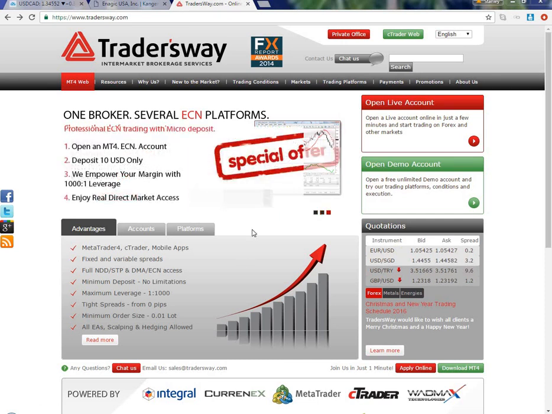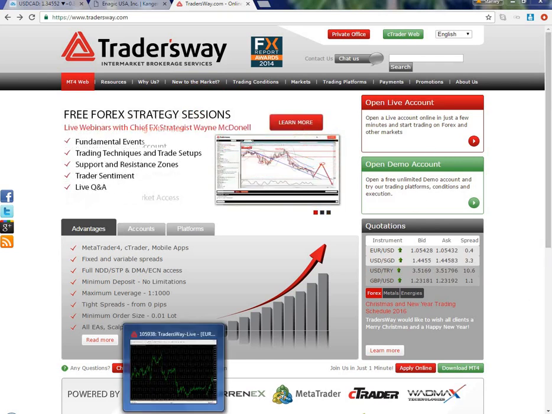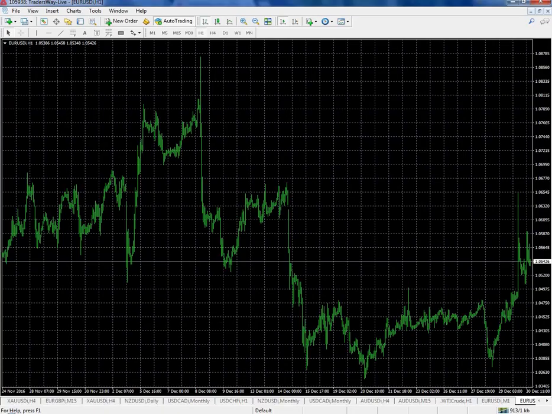Once you have opened up your account and you have downloaded MetaTrader4, you want to open up your Tradersway MetaTrader4. It should be downloaded onto your desktop. Once you open up your screen, your MetaTrader4, it'll probably look something like this. I know right now it looks very confusing, but I promise once I'm done breaking this all down, it'll look all very simple for you.